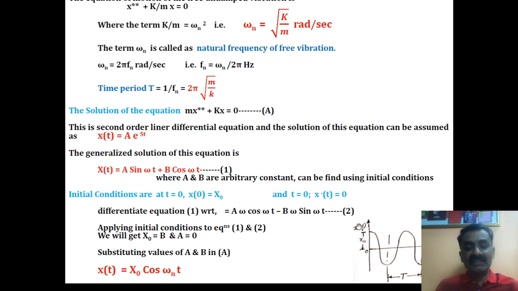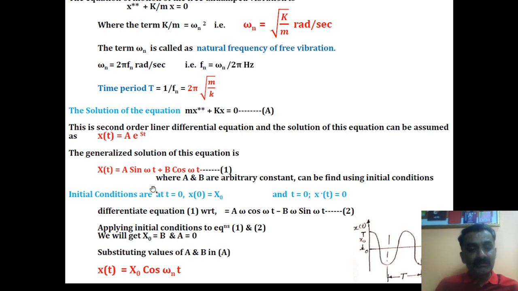So what are those initial conditions? We'll refer to this graph, which is x of t versus time. Here you can see when the time t is equal to 0, there is some initial displacement, which is x0. So the first condition is that at t equal to 0, x is equal to x0. And at that time, at t equal to 0, it has 0 velocity, so x dot is 0.